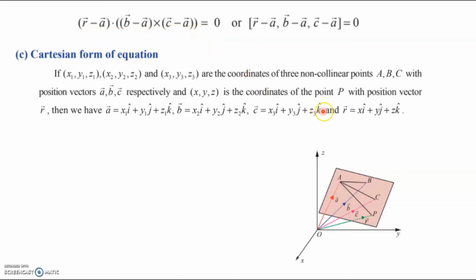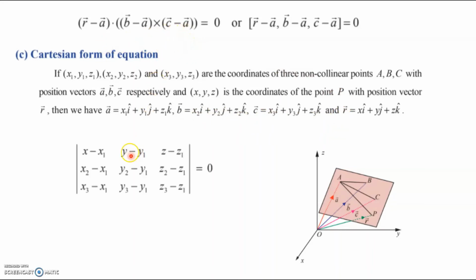So replacing our vectors R, A, B and C into this equation, we can say that this is a scalar triple product. Substituting the values, which are the coefficients of x i cap, j cap, k cap for A vector, B vector, C vector and R, and expressing in the determinant form, then we can rewrite this equation as this determinant equals 0. So that's the Cartesian form of equation.